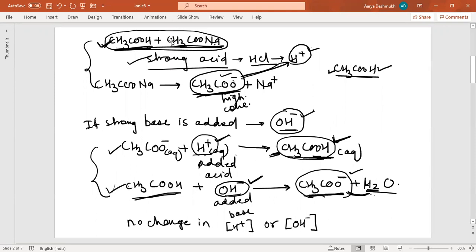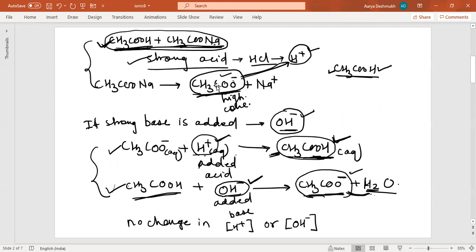Means if strong acid is added to this combination of acetic acid and sodium acetate, strong acid will produce H plus ions. So this H plus ion will be consumed by the conjugate base of this acid, that is CH3COO minus. The H plus ions which are produced here, I showed it with the arrow, will be consumed by this acetate ion and ultimately it will result in the formation of acetic acid. So this is what happens when strong acid is added to this acidic buffer.